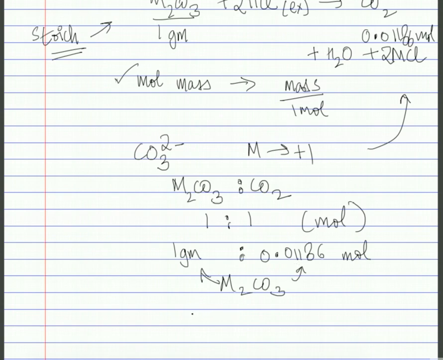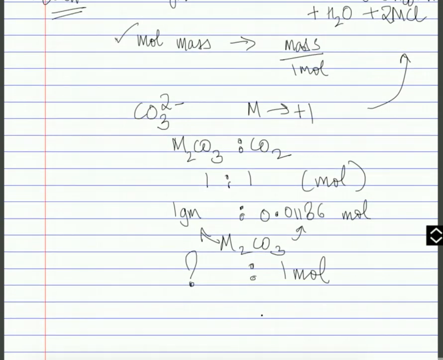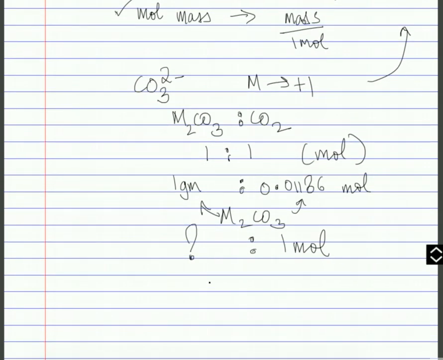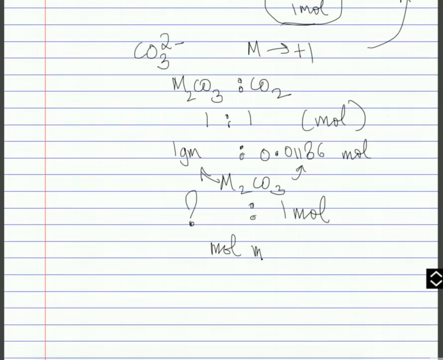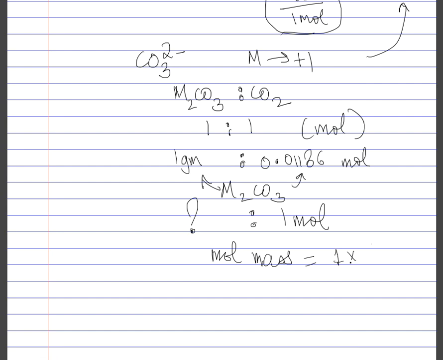Now what's left to do? I need to find out what is the weight that would have 1 mole of M2CO3. This is simple cross multiplication, also known as the unitary method. So the molar mass, remember, let's just go up here. Molar mass is simply the mass contained in 1 mole of the substance. So I can say here very easily now that molar mass is simply going to be equal to 1 into 1 divided by 0.01186 gram per mole. This is a simple calculation, although it looks a little complicated.